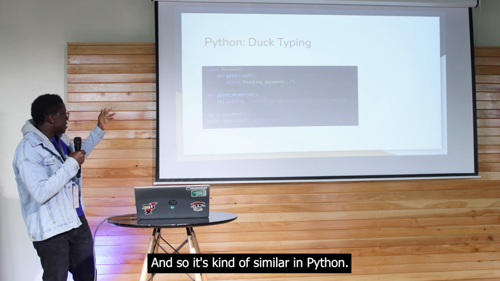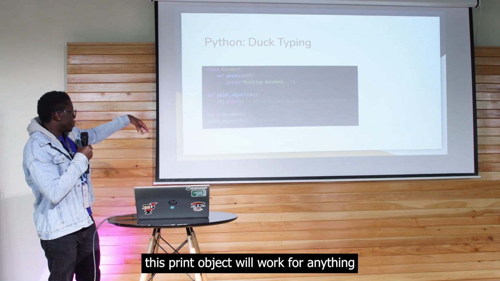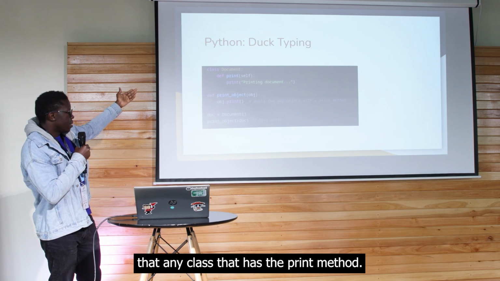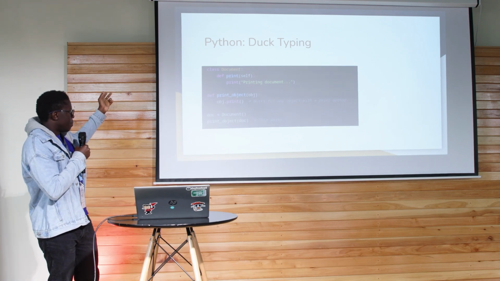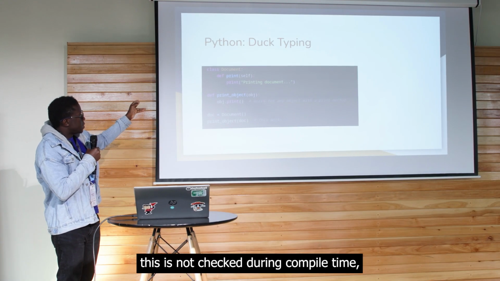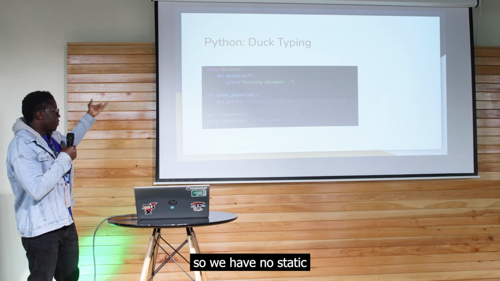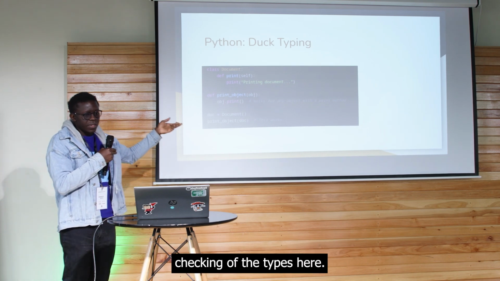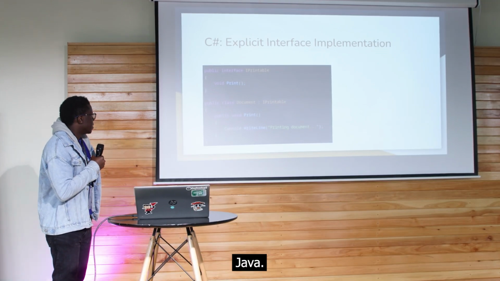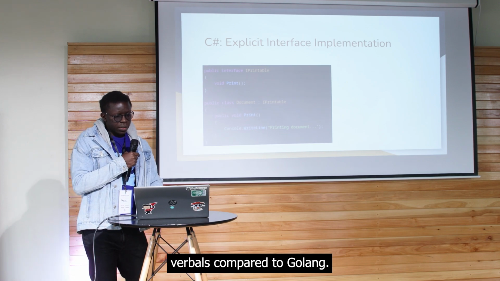And it's kind of similar in Python. For example, this print object will work for any class that has the print method. But the difference with Go is that this is not checked during compile time. So we have no static checking of the types here. For C#, it's kind of the same as Java. It's a bit more verbose compared to Golang.